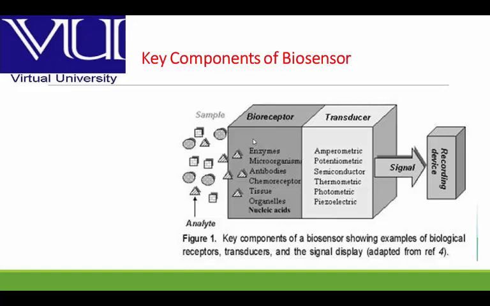They are attached to a transducer, and we can see some types of transducers like amperometric, potentiometric, semiconductor, thermometric, photometric and piezoelectric. So these are the key components of a biosensor, showing examples of biological receptors, transducers and the signal display.